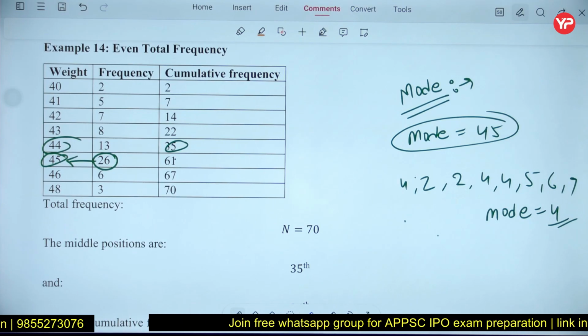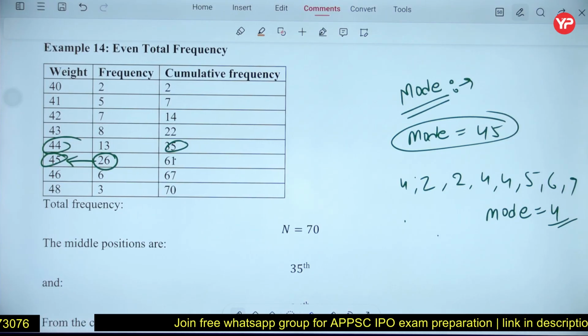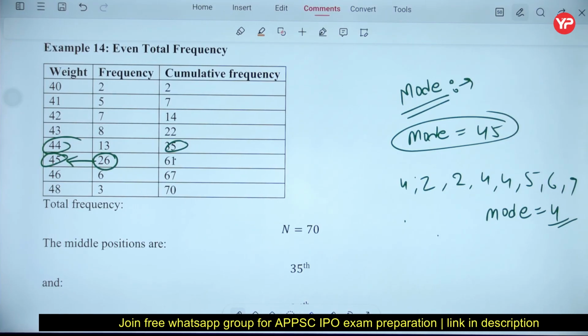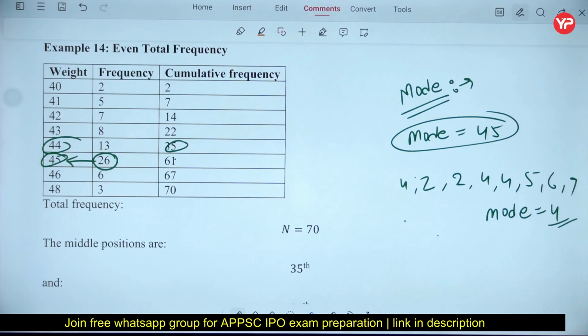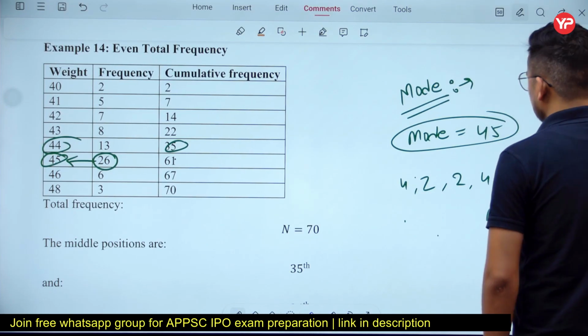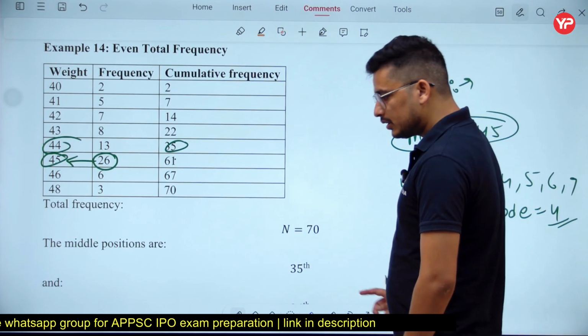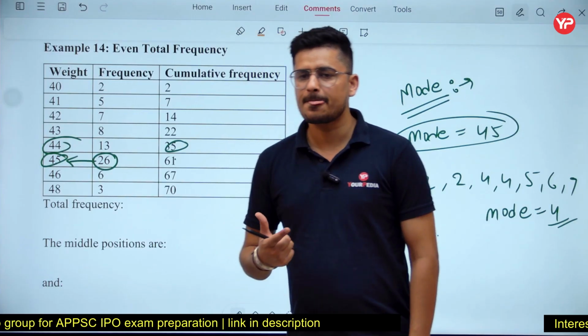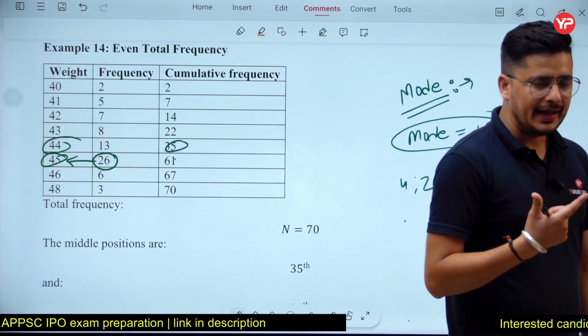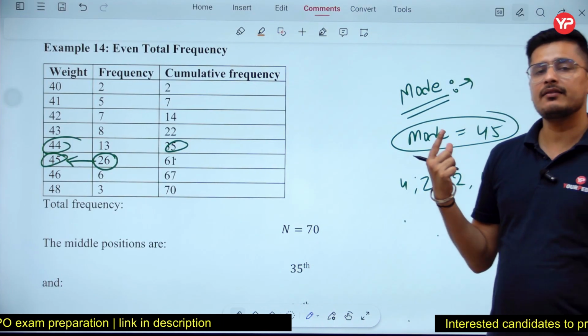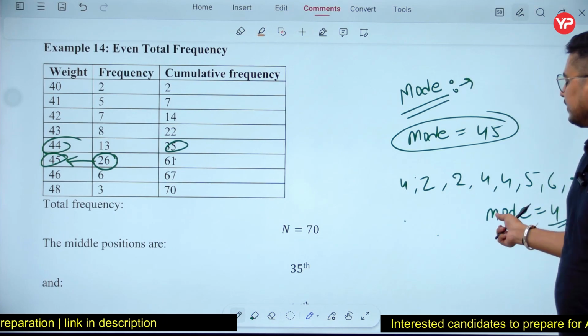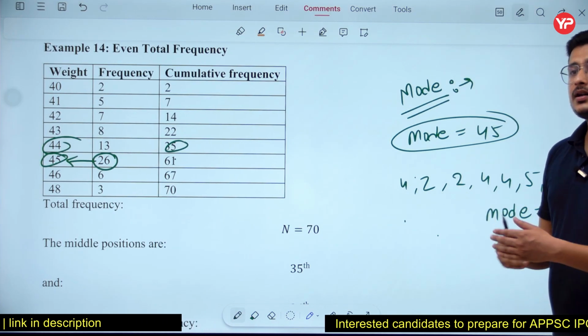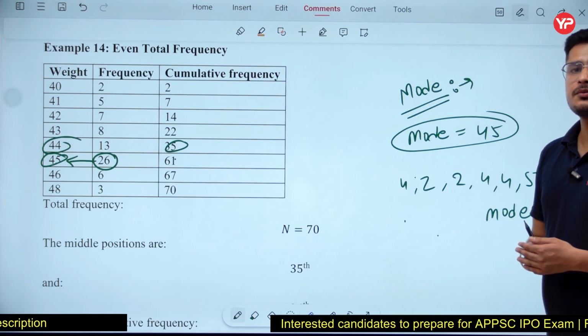So always go with the mode. We have to find the highest frequency, and the corresponding value will be the mode of that given data. See, modes are of two types. Any given data can have a single mode, like in this data we have only one mode, 4, but some data have more than one mode.